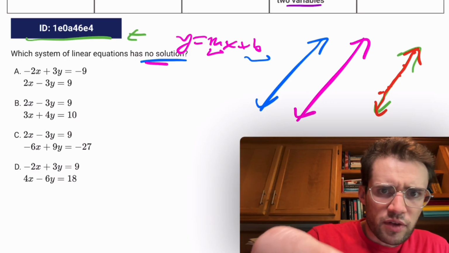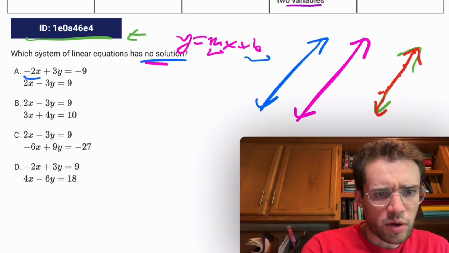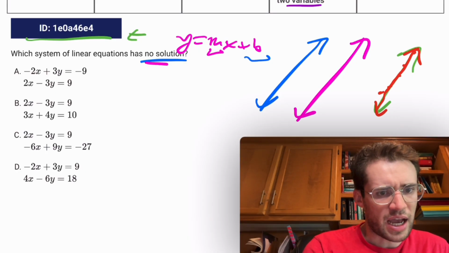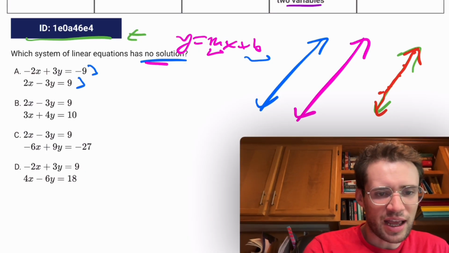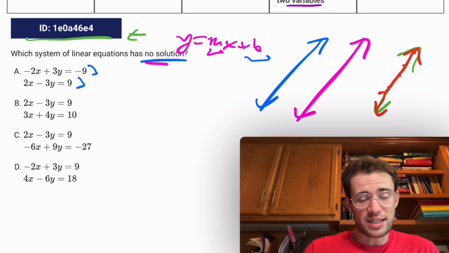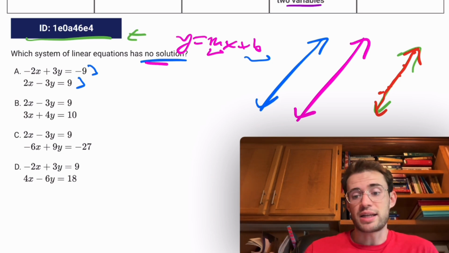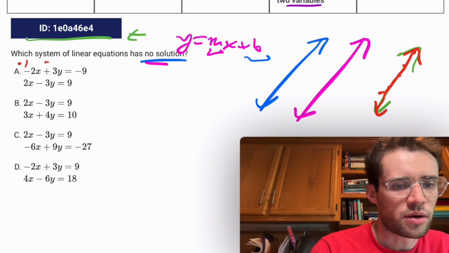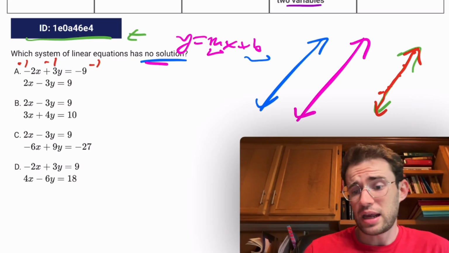So if we look at this, we've got negative 2x plus 3y equals negative 9, and 2x minus 3y equals 9. Just looking at it, the top equation and the bottom equation are equivalent, except you're just multiplying the left side and the right side by negative 1. Right, so think about if we multiply every single term by negative 1, or some people even think of that as dividing it by negative 1, it's the same thing.